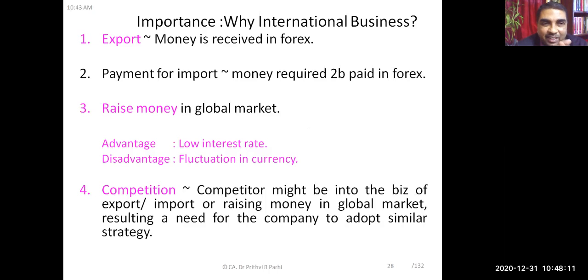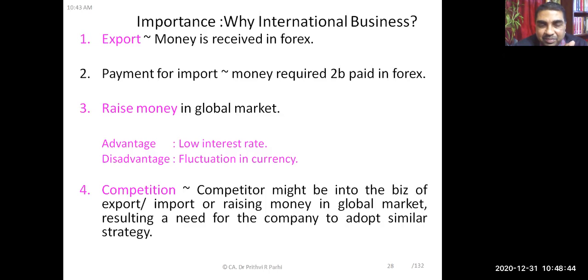Nowadays, you see, export is a very common thing in most businesses, right? And in case of export, what happens? Money is received in foreign exchange. It's not that simple a transaction. You'll be sending goods or services to a different country. Money is also to be received in foreign exchange, and that is why there is a need to understand what is the impact of foreign exchange. If foreign exchange fluctuates, that will affect your cash flow.